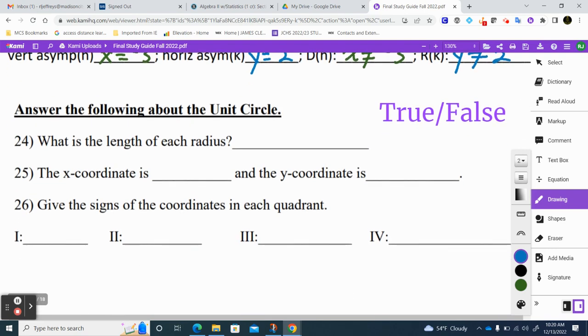So this is your true and false questions right here. This is where these come from. All right. The length of each radius is 1. The x coordinate is cosine. The y coordinate is sine.